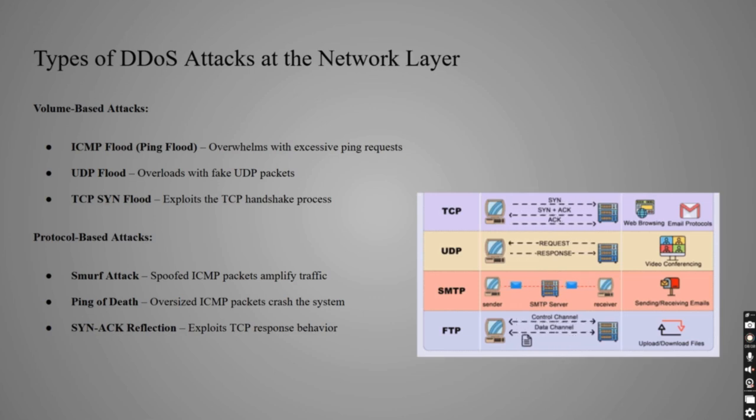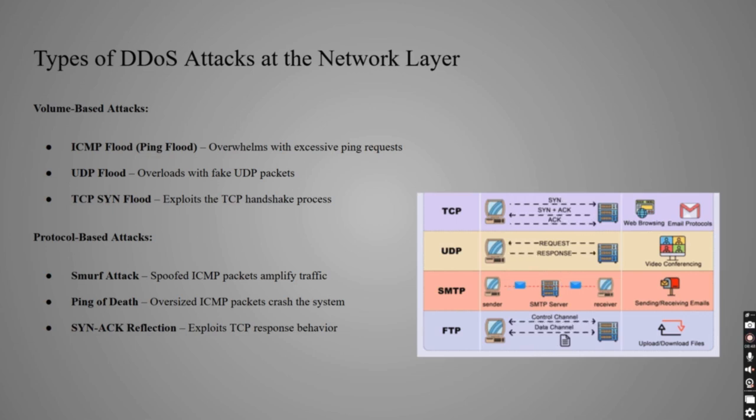Protocol based attacks. These exploit weaknesses in network protocols. The Smurf attack basically uses spoofed ICMP packets to amplify traffic, overwhelming the victim. For example, think of a prank where someone spoofs your phone number and calls emergency services, making it seem like you made the call. This is like a Smurf attack, where an attacker sends a fake request that gets amplified and floods the victim's system.